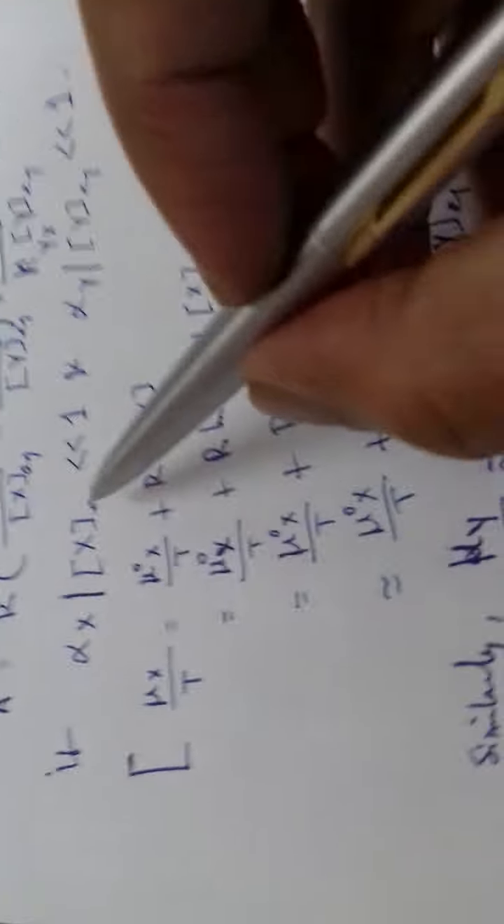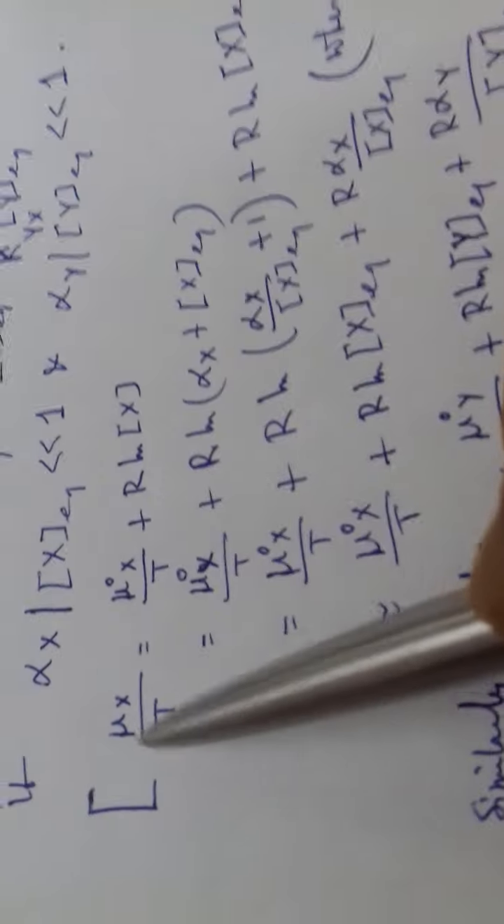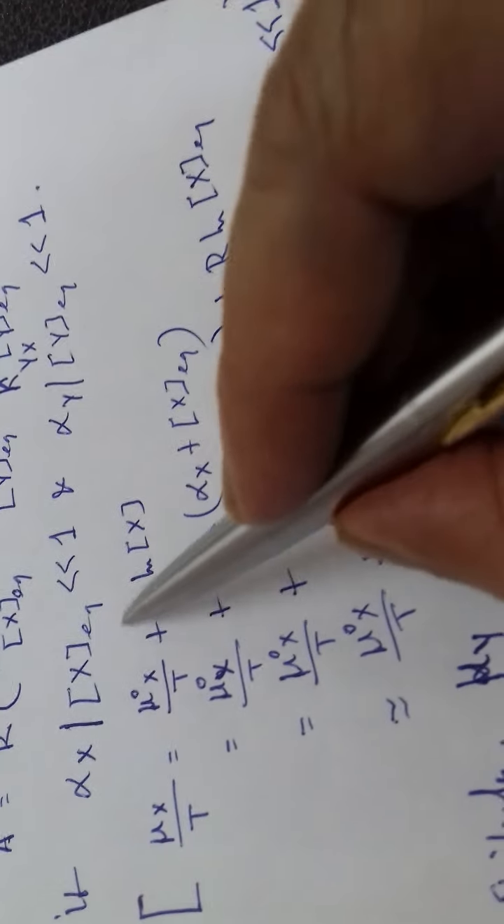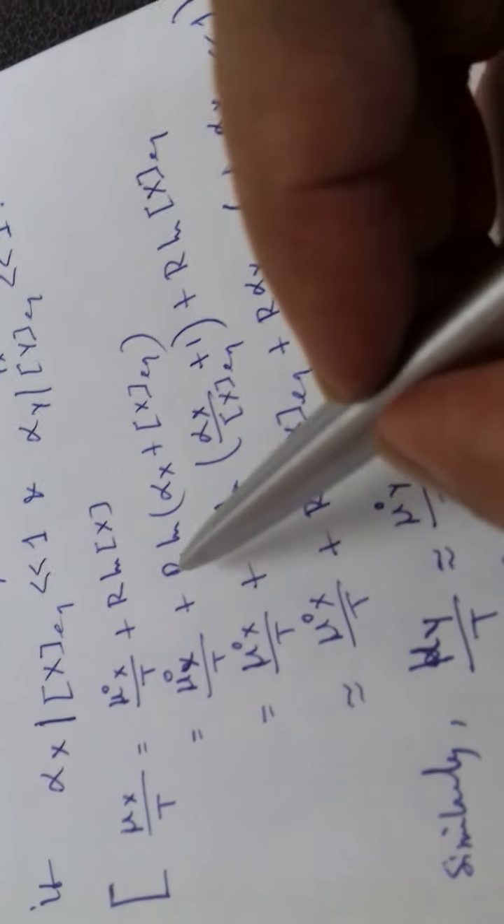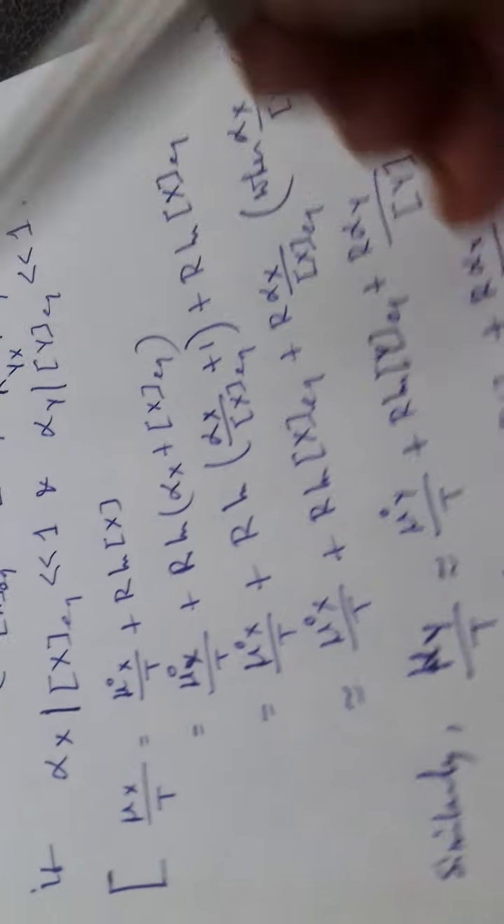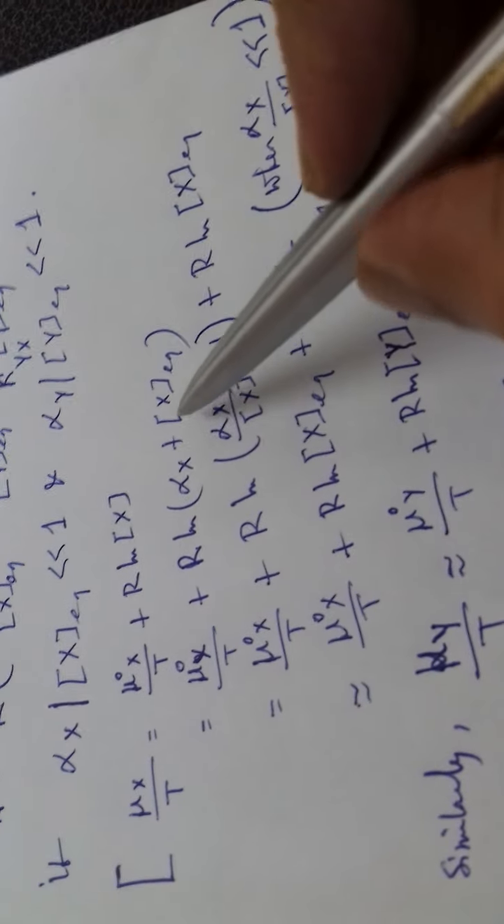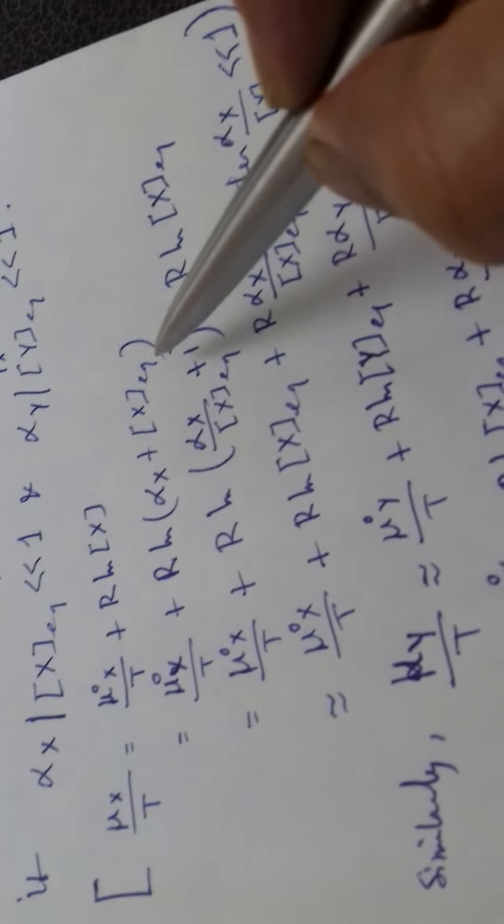So that derivation is here. I have worked it out for you. So μx by T equals what? μ0x by T plus R ln x, where this remains here, μx by T plus R ln. What is the concentration of x? x means αx plus xq. So we substitute x by αx plus xq.